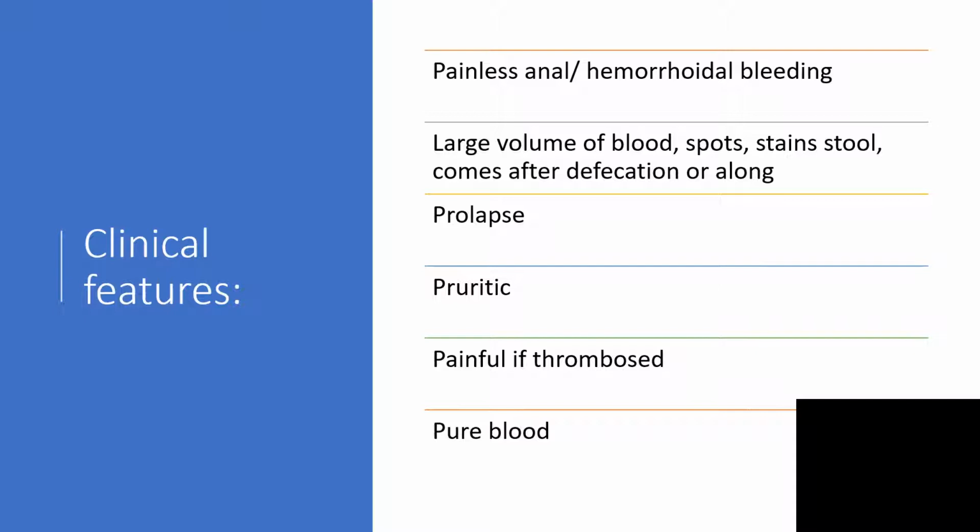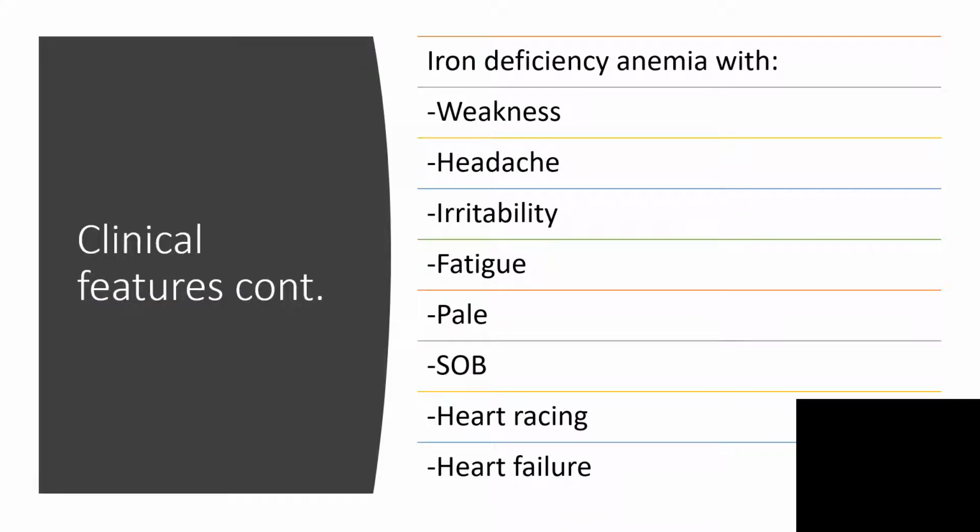The type of blood might be pure blood that you are going to see when you defecate. There is possibility of iron deficiency anemia, particularly when there is massive bleeding that is recurring for a long period of time. And that will present with weakness, headache, irritability, fatigue, pallor, shortness of breath, heart racing, and heart failure.